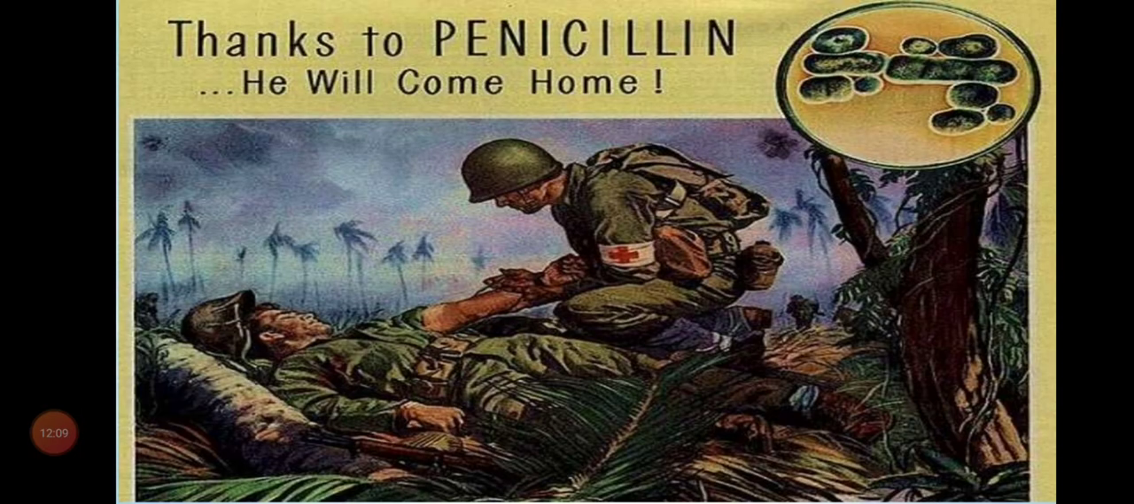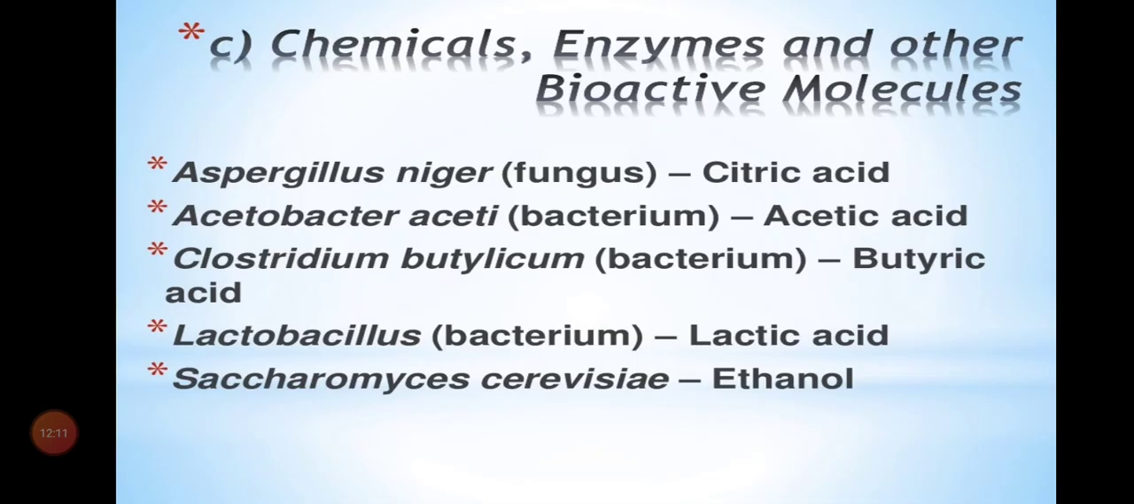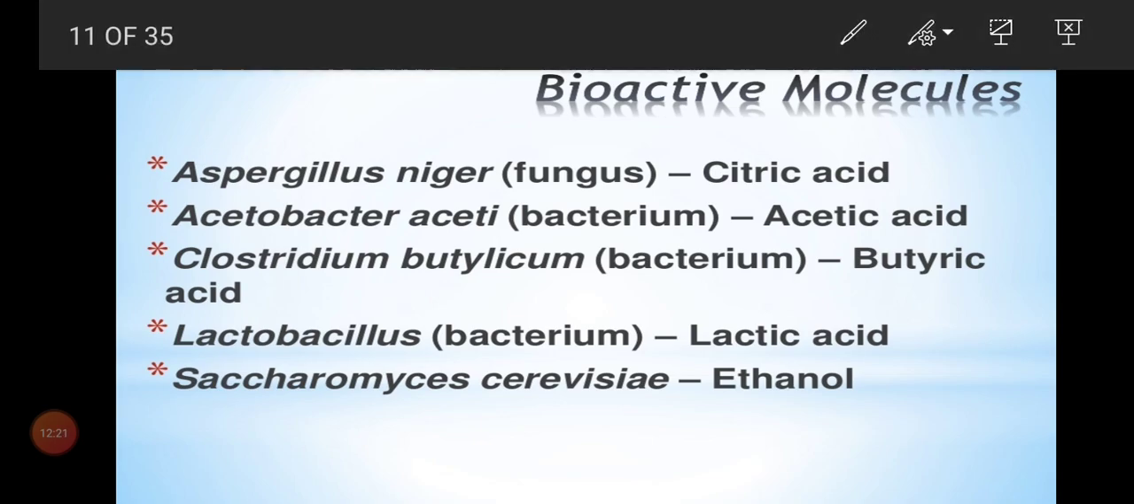Okay, children. So next we'll move on to the chemicals, enzymes and other bioactive molecules. So here there is nothing to explain, but you have to remember so many names alone. It will all be interesting. So here first we will see Aspergillus niger. It is a fungus. It helps to form citric acid.